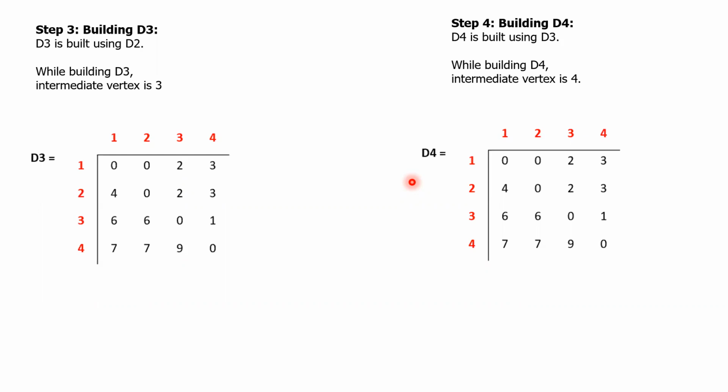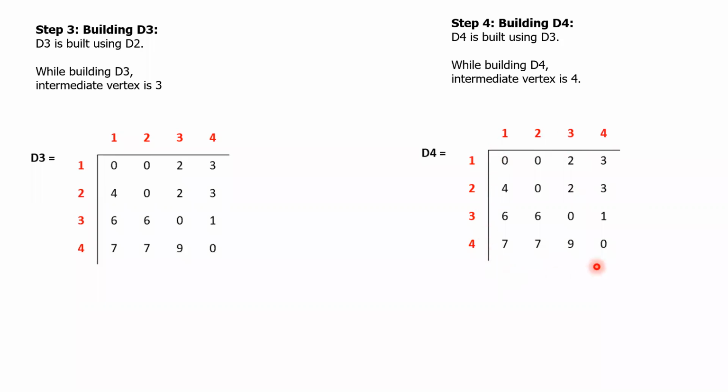So we'll stop here. Now this D4 is the matrix that presents to you all pairs shortest paths. That is, the distance from node 1 to itself is 0. The shortest distance between node 1 to 2 is also 0. The shortest distance from node 1 to 3 is 2. Node 1 to 4, the shortest distance is 3, and so on. So from every node to every other node in the graph, these are the shortest distances.